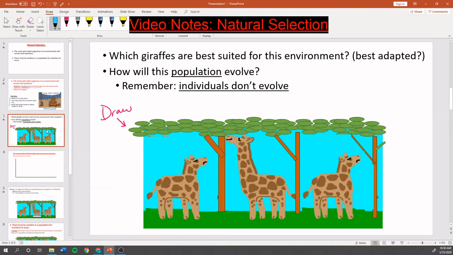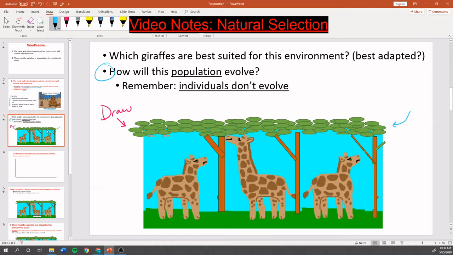Okay, which giraffes are best suited for this environment? Well, okay, what is the environment here? We have to look at it. And it turns out the environment that I was trying to convey is that the trees are tall and have leaves that are really high up on the trees. So a question for you here is, how will this population evolve?